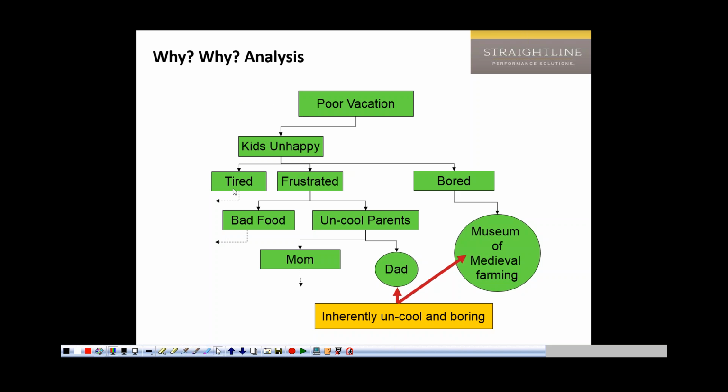Let me give you a different apocryphal example. This is an apocryphal example, no question about it. One of the things was, why are the Lincoln Memorial steps wearing out?